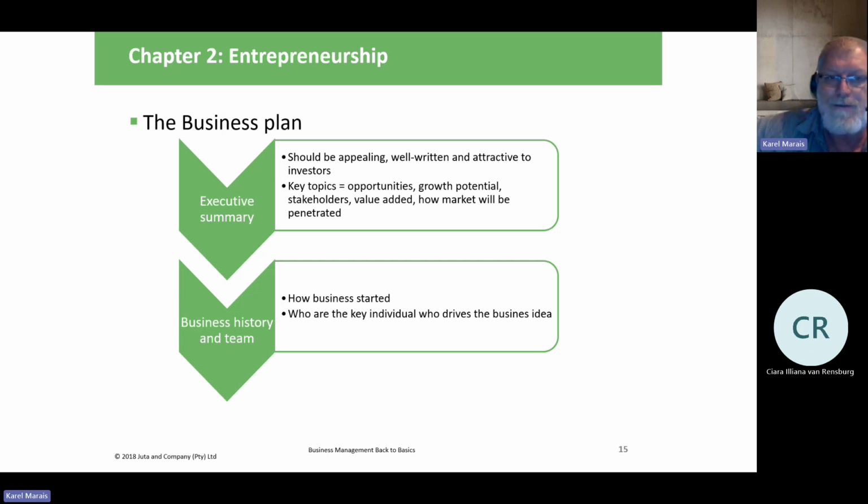Who are the various stakeholders? Who are the people with an interest in the business? What value will this business add? And how will we achieve market penetration? Market penetration simply means there's a market, in other words, the group of people that would be interested in our product. How do we get those people to buy our product? How do we convince them not to buy another product, but to buy ours? That's what we call market penetration.